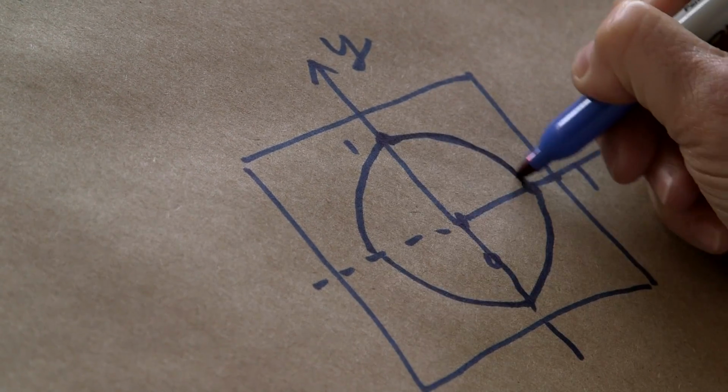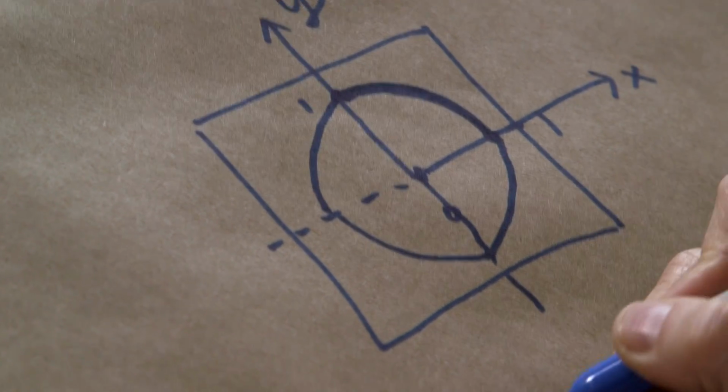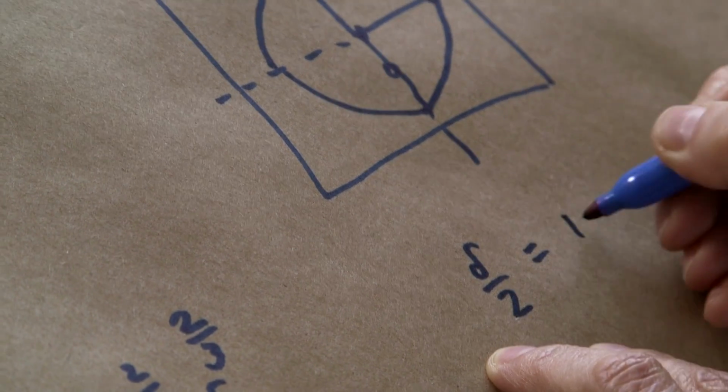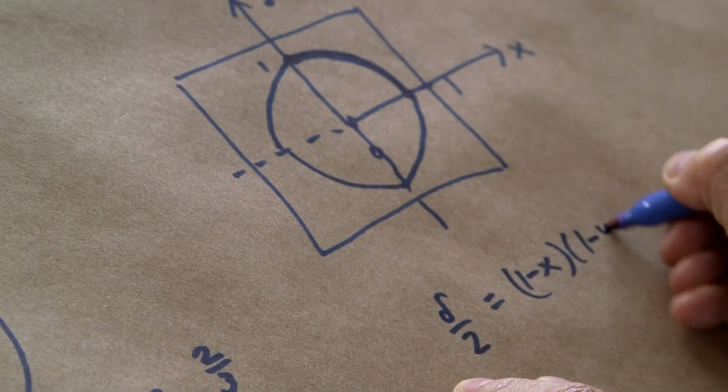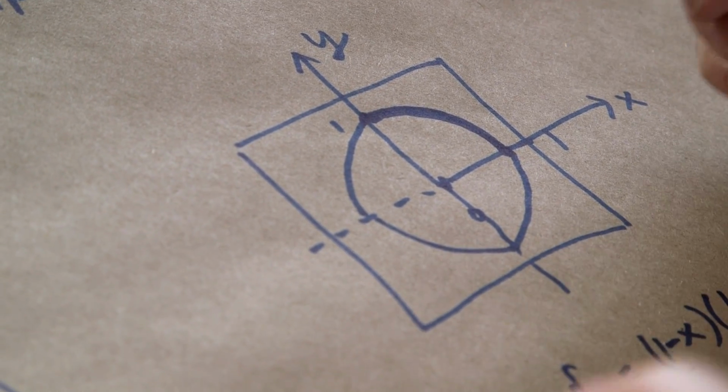And we can write down the equation for this part in the first quadrant, and this is simply delta over 2 is equal to (1 minus x)(1 minus y). That's not a circle in there. No, it's not a circle, but what we also see is that it's not like the original shape we started with. It actually looks different.